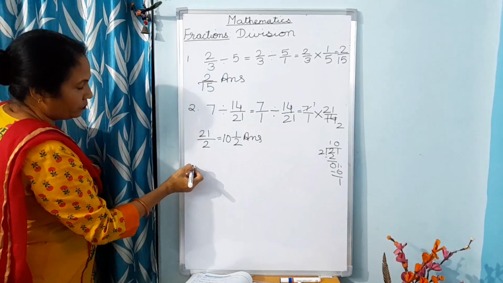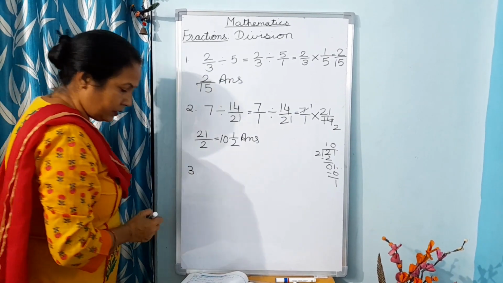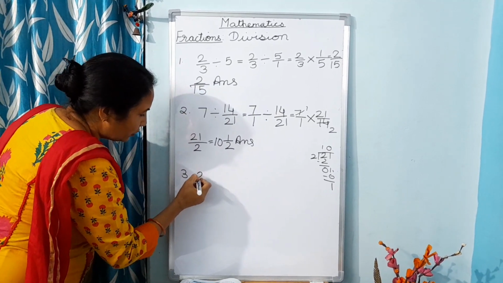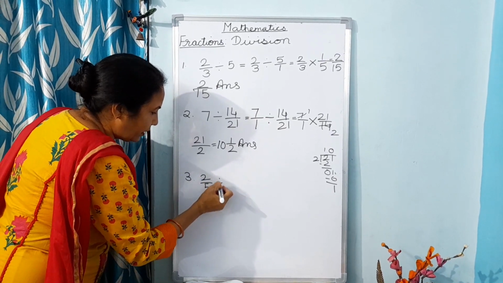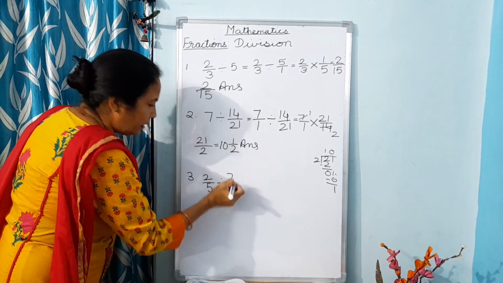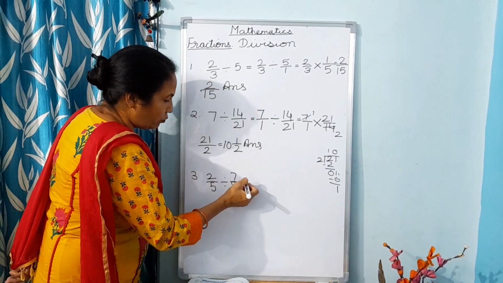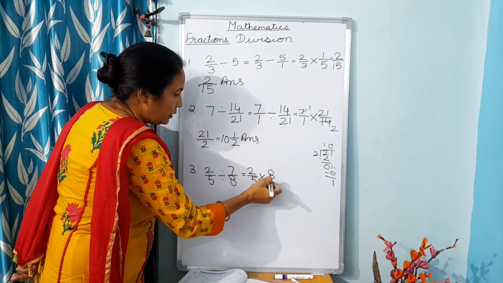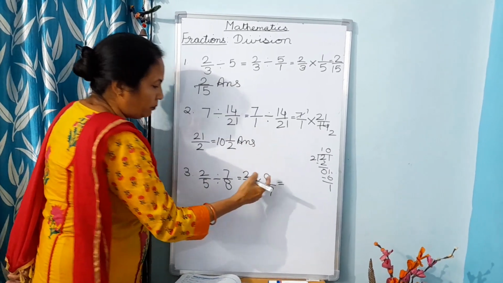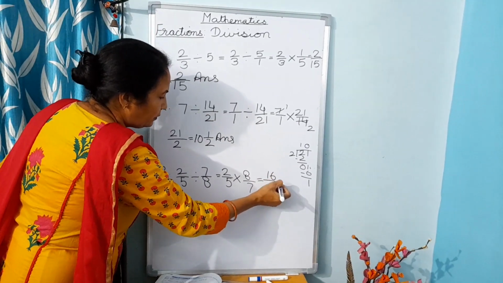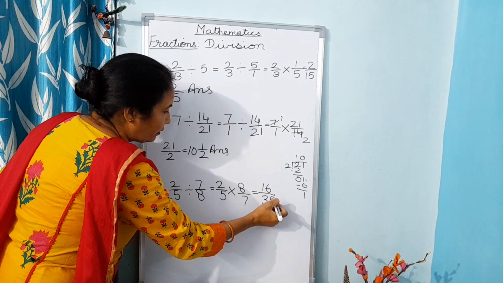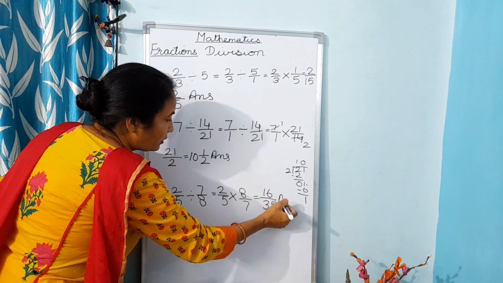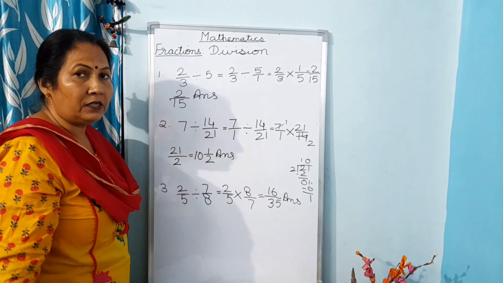Now you see one more sum which I will take from the book, that is 2 upon 5 divided by 7 upon 8. Now see here, you are going to write 2 upon 5 into 8 upon 7. Now you will multiply: 8 twos are 16 and 7 fives are 35. Now children, no number will cancel between 16 and 35. So the answer is 16 upon 35.